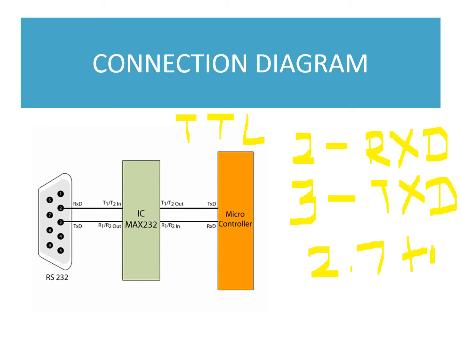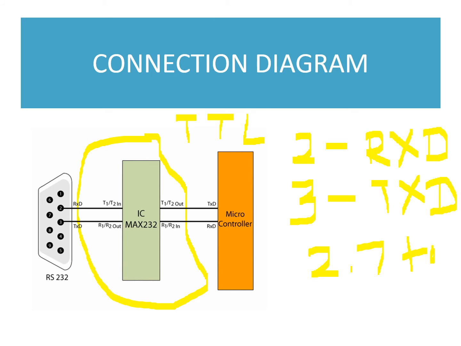Therefore we need a converter called the MAX232, made by a company called Maxim, which will convert the voltages from RS232 standards to the TTL logic family. So we use an IC called MAX232 between the RS232 cable and our microcontroller. We make simple connections from RxD to the T1, T2 inputs of the MAX232, and the TXD pin is connected to the R1, R2 pins of the MAX232.